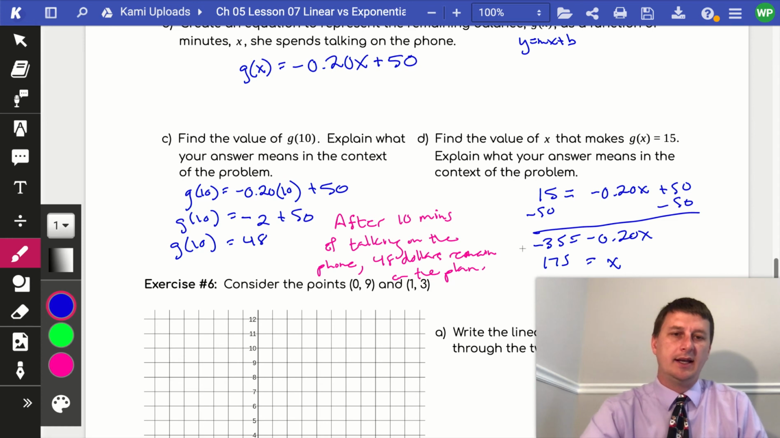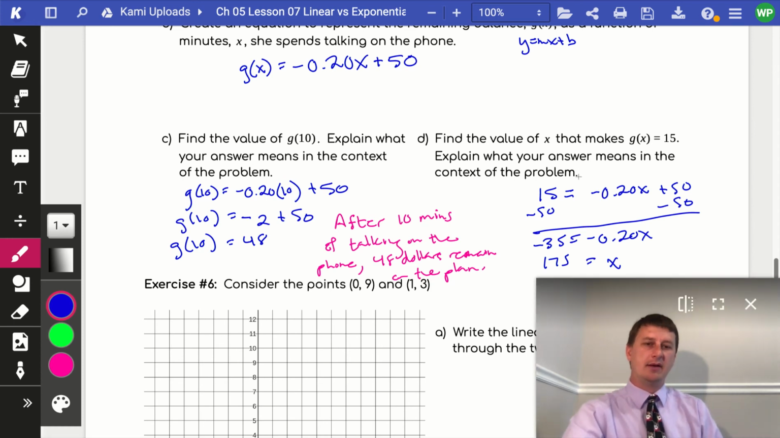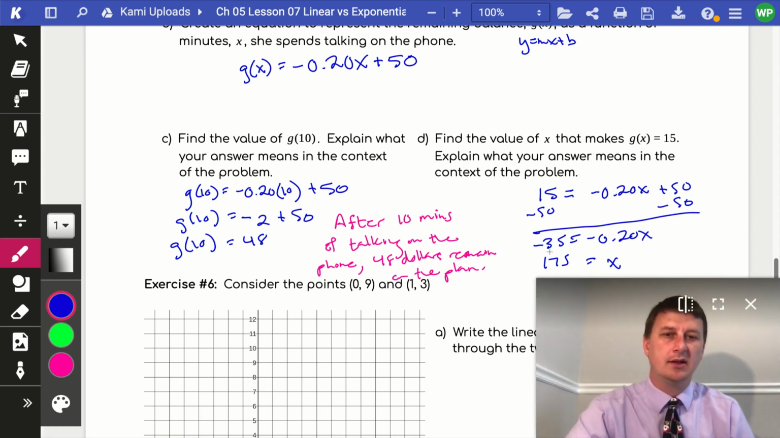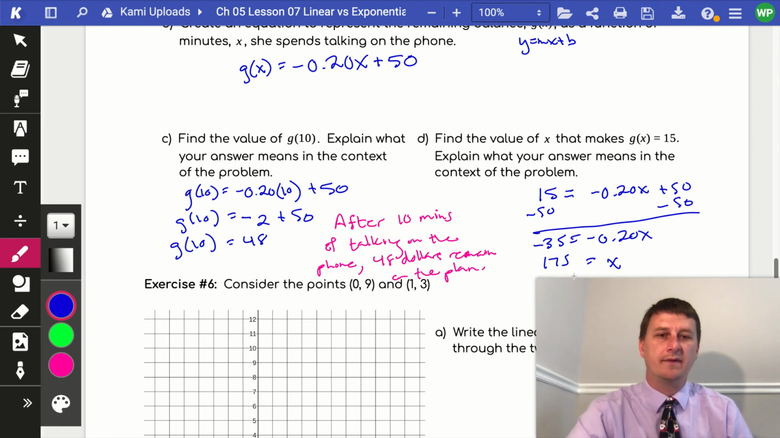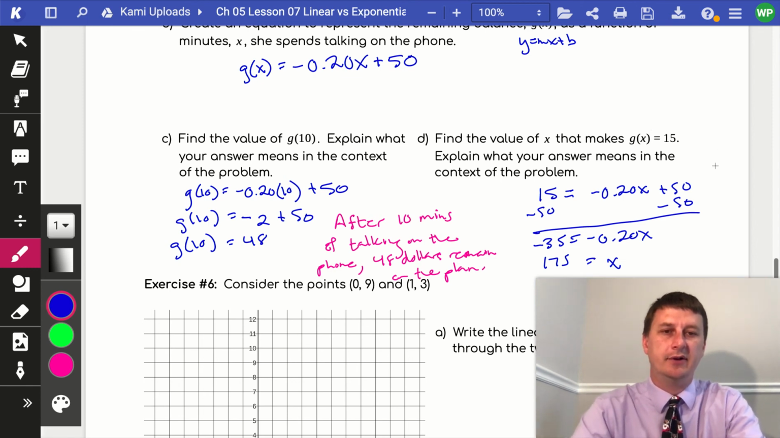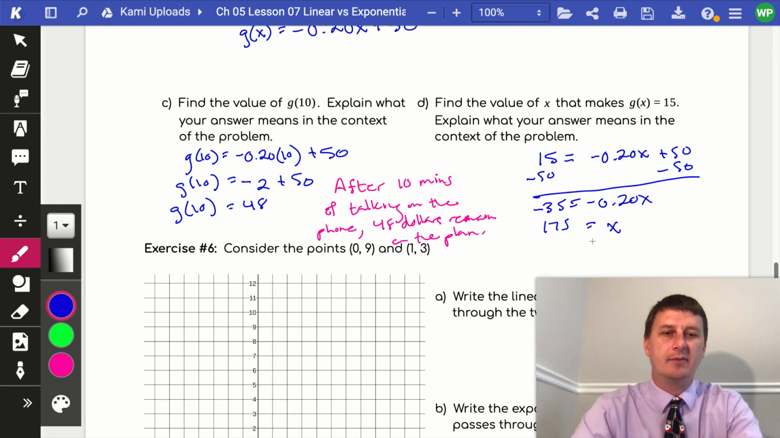175. And explain what this means in the context of the problem. That means when Charlize talks on the phone for 175 minutes, then she'll have $15 left on her plan. So she could talk on the phone for 175 minutes and still have $15 left on her prepaid cell phone plan. That's what that number means right there, along with this number up here. So now we have found an x value given a y value and a y value given an x value.